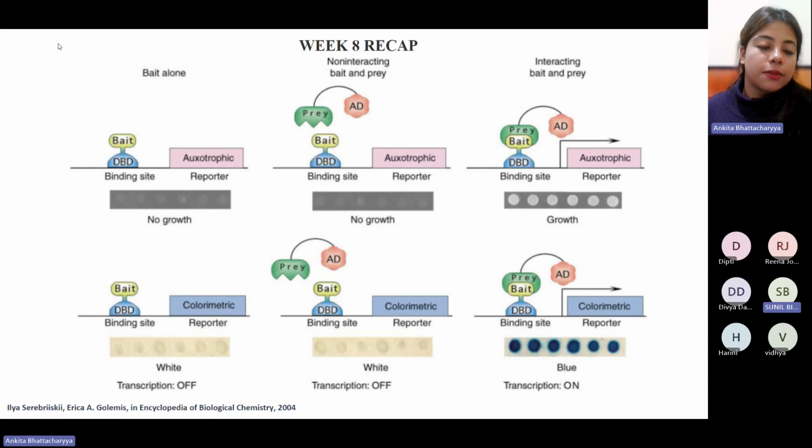If such a circumstance arises, then when only bait is present, you can see white growth. When non-interacting bait and prey are present within a cell, then transcription is switched off, and therefore you do not see any color expression. However, when there is the cognate interaction between the prey and the bait protein, then the transcriptional circuitry is completed, transcription is switched on, and the colorimetric reporter genes are expressed, which gives us blue colored growth on the strip that you can observe below as well.